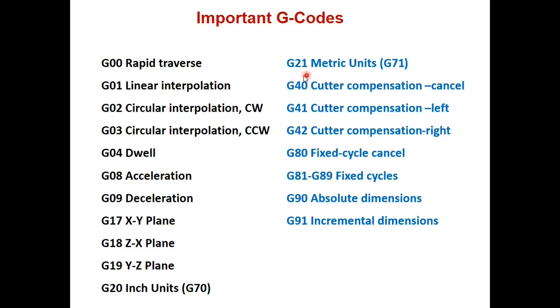You can see here G21 is the metric unit, and now it has moved to G71. If you have to give cutter compensation, we have to use either G41 or G42, depending upon which side we are doing the machining. And if you have to cancel any cutter compensation already given by a previous program when you start a new program, it is G40. Another important pair is absolute dimensioning and incremental dimensioning, which we already saw in session 2.